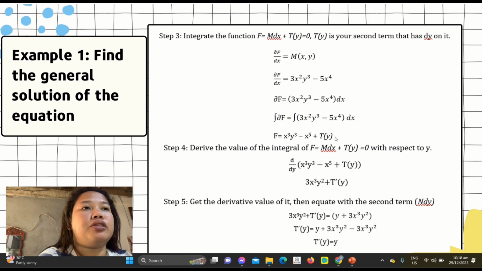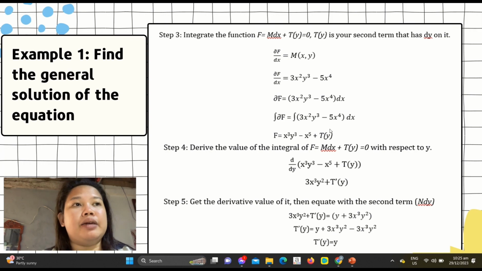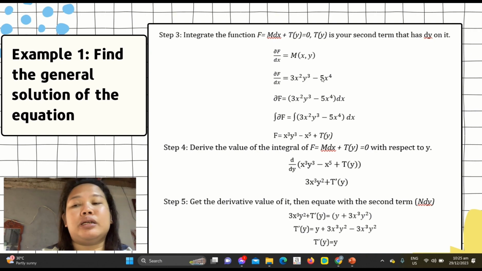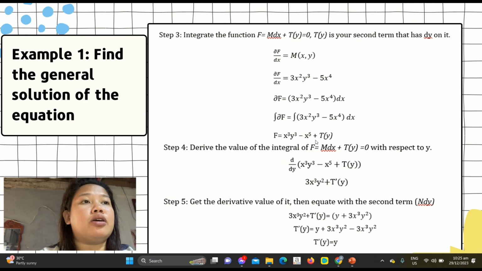So, why do you think that we have t of y here? It's just like we are adding a constant, or we are adding c, but it's in t of y form. So, if I am going to differentiate f, which is x cubed y cubed minus x raised to the power of 5 plus t of y, with respect to x, I will still have the answer of 3x squared y cubed minus 5x raised to the power of 4, since this t of y is treated as a constant.